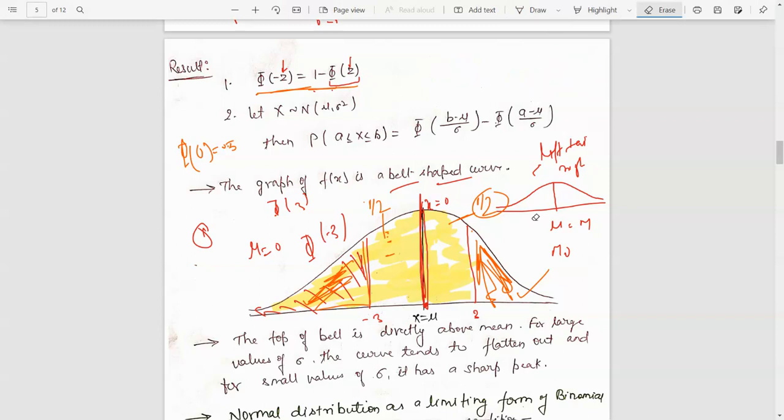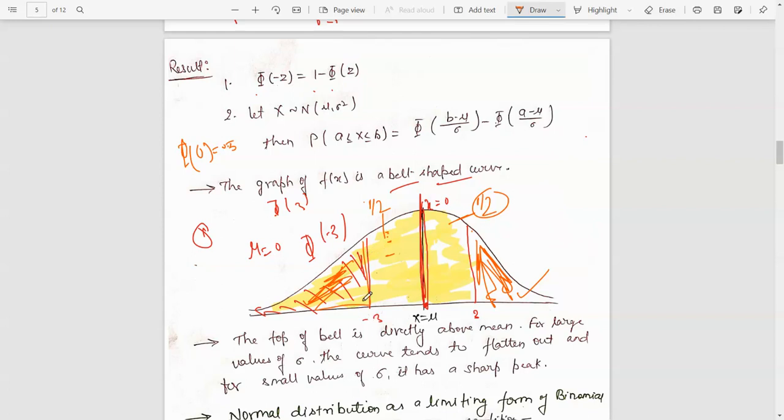So the simple thing is just to understand this particular formula: Φ(−z) is equal to 1 − Φ(z). Obviously this is true because this is a symmetrical curve.